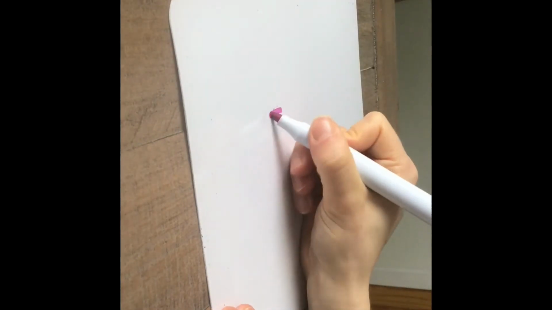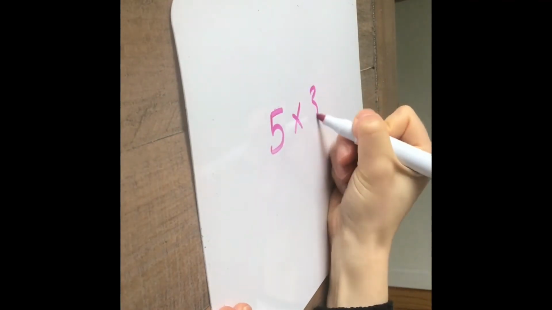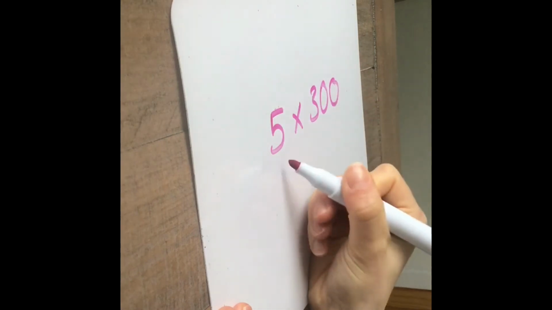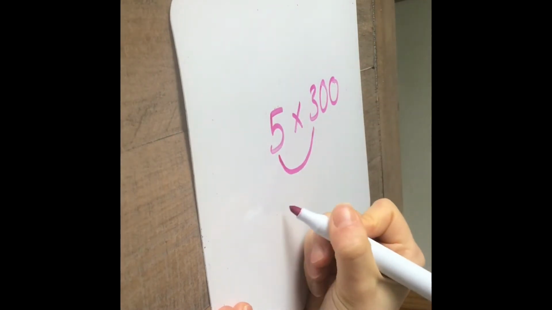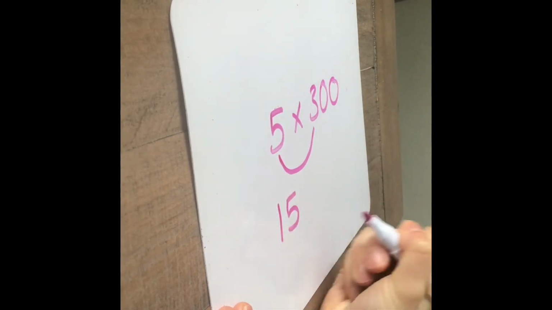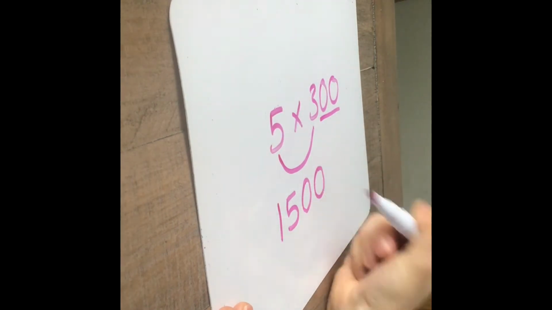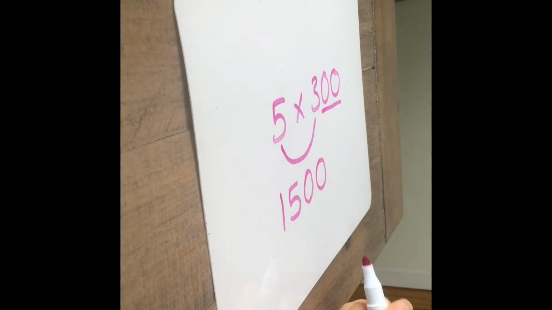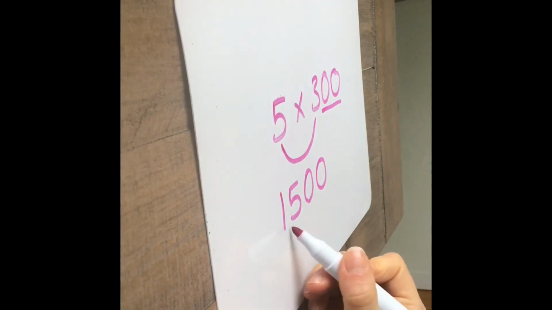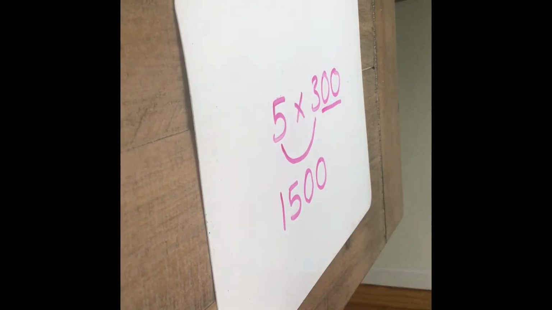If we wanted to do 5 times 300, again, smile from the 5 to 3, which gives you 15. 5 times 3 is 15. How many zeros have we got? 1, 2. So 5 times 300 is 1,500. Let's try another one.